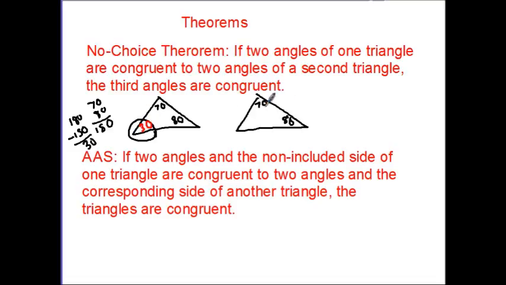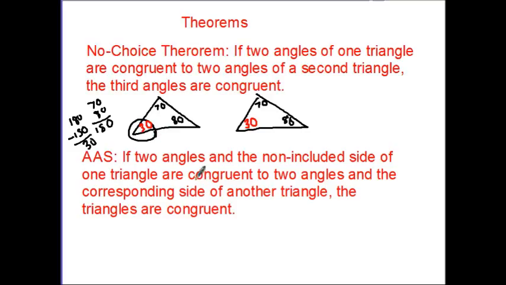Do the same thing over here. Well, we have the same angles, so when we add them, 70 plus 80 is 150. 180 minus 150 leaves me with another 30-degree angle. So if we know two of the angles are congruent, then we're going to know the third one. It's called the no-choice theorem.